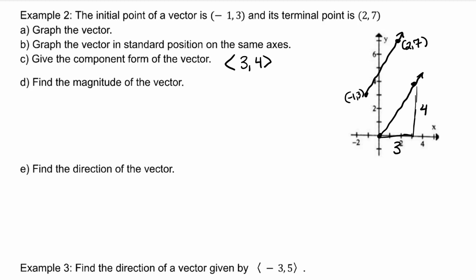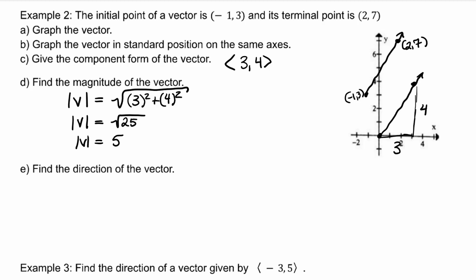To find the magnitude of the vector, we need to find the length from the initial point to the terminal point. That is the length of the hypotenuse of this right triangle we see here. So we just need to use the Pythagorean theorem in order to find the magnitude. The magnitude or length of this vector is 5.